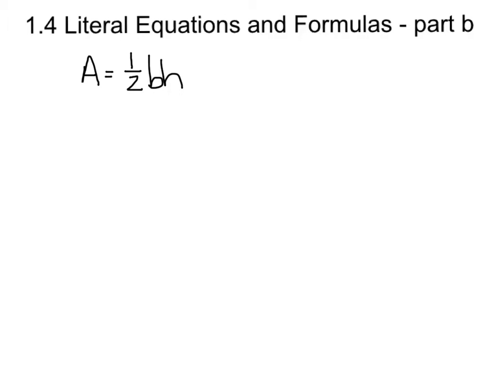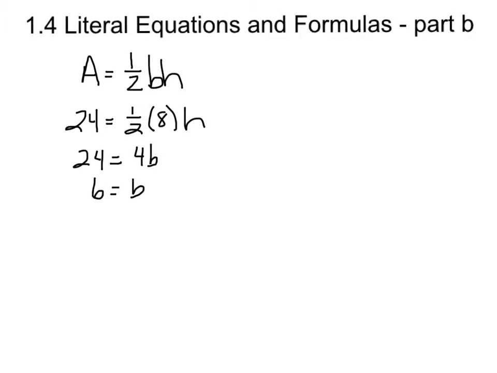We could plug in the area, which we know is 24. We know the base is 8. And we want to find the height. Now we could take 24 equals 1/2 of 8, which is 4h. Divide both sides by 4. And we get the height as 6 inches.